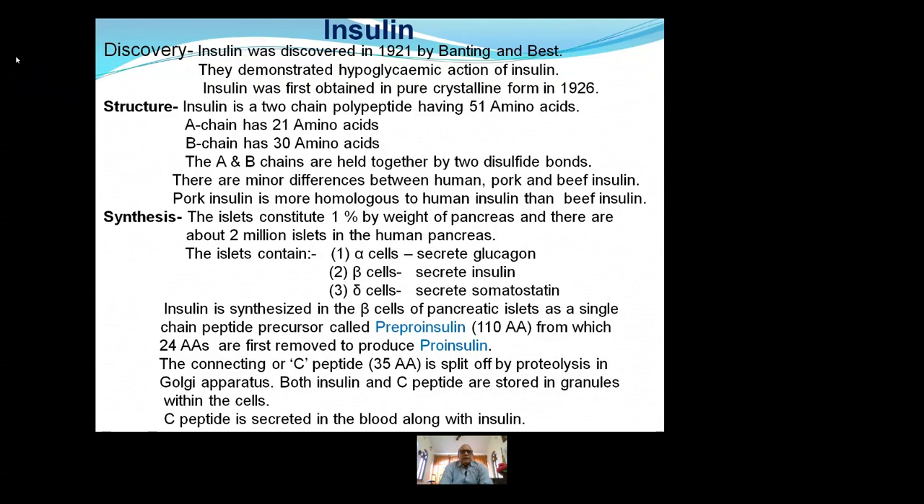Structure of insulin. Insulin is a two-chain polypeptide having 51 amino acids. The A chain has 21 amino acids, and the B chain has 30 amino acids. The A and B chains are held together by two disulfide bonds. There are minor differences between human, pork, and beef insulin. Pork insulin is more homologous to human insulin than beef insulin.